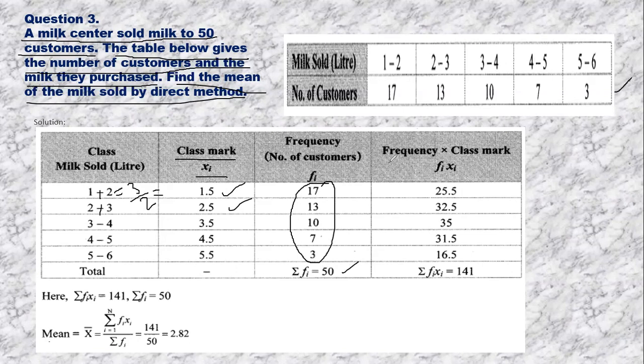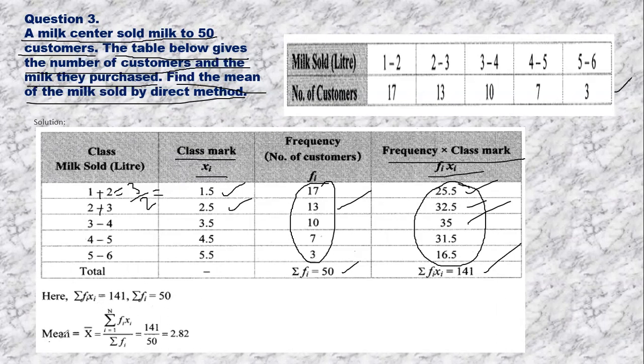Here again frequency and class mark, so fi xi. So 1.5 multiplied with 17, you get 25.5. 2.5 multiplied with 13, you get 32.5. 3.5 multiplied with 10, you get 35. So in the end you add this whole column, and you get 141. Now find out the mean.